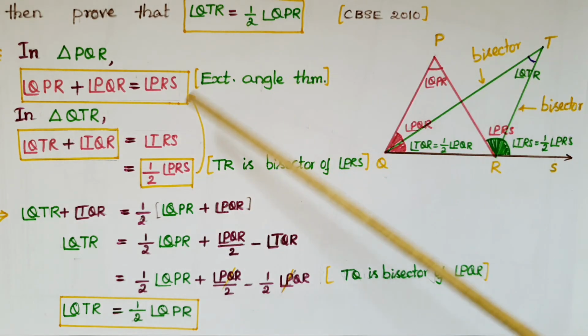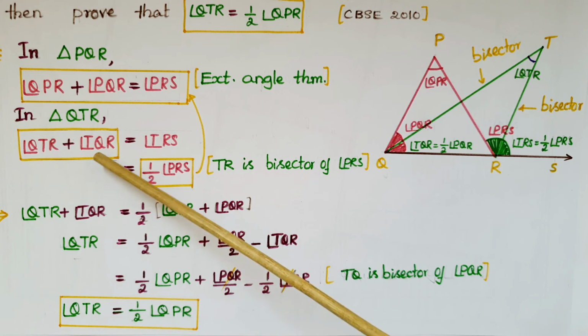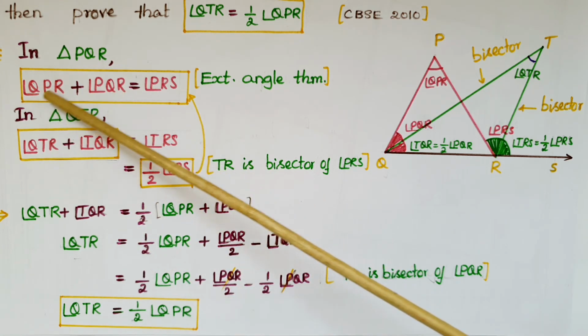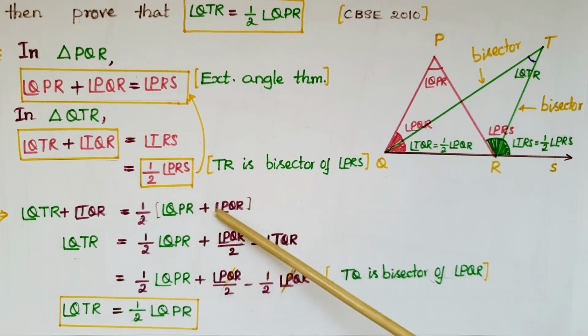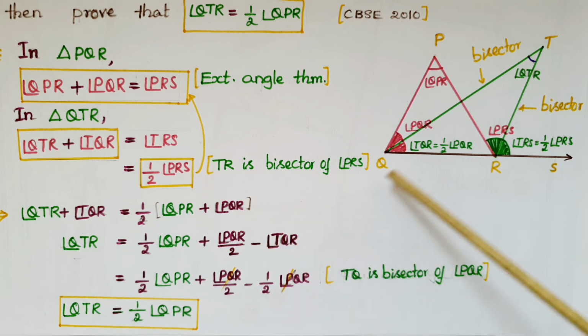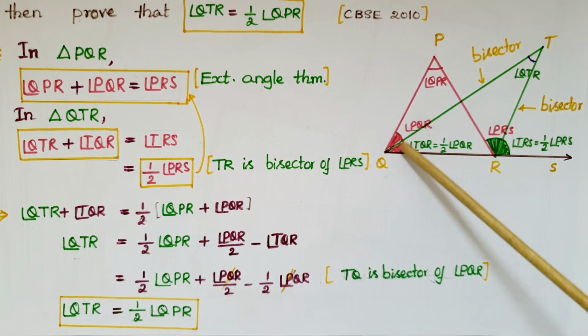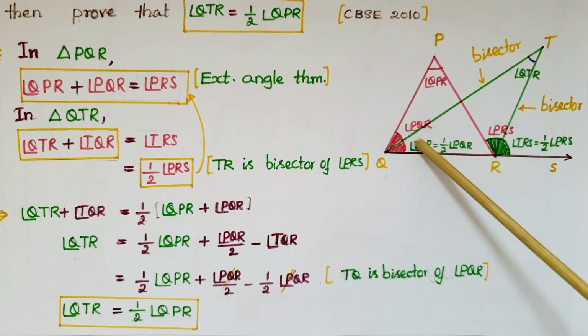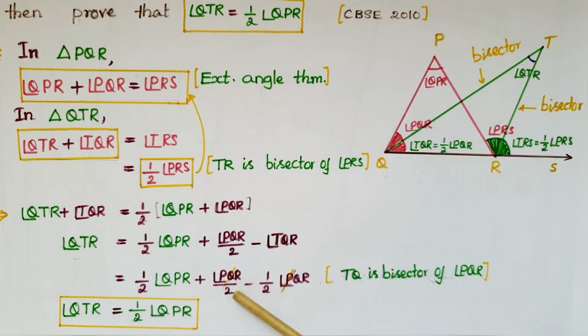Now from these two equations we can write angle QTR plus angle TQR is equal to half of angle PRS, which is half of (angle QPR plus angle PQR). So angle QTR is equal to half of angle QPR plus half of angle PQR minus angle TQR. Angle TQR here is half of angle PQR because QT is the bisector. So angle TQR is half of angle PQR. Then cancel these two angles and we get angle QTR is equal to half of angle QPR.